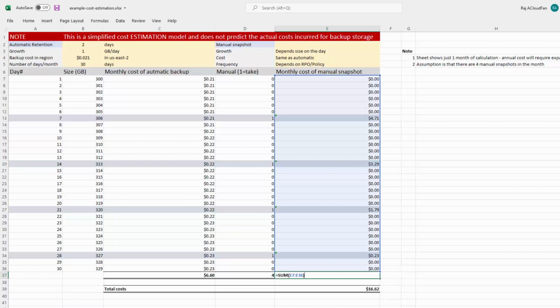The total monthly cost of the manual snapshot is determined by adding up the cost of individual snapshots. The total monthly cost for the backups is calculated by adding the cost of automatic backup and manual snapshots. Feel free to change the numbers here to see a change in the total cost. Just keep in mind that this sheet provides rough estimates and not the actual cost.